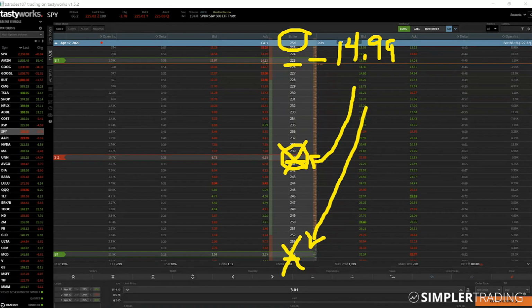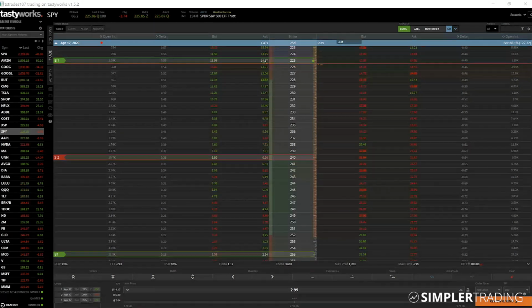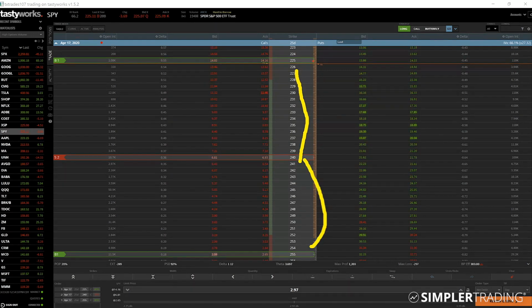So at the end of the day, best case scenario, it's 15 wide. You have a butterfly that's 15 wide, 15 from here to here, and 15 from here to here. The most you can make is $15 on this, if the perfect scenario plays out where it closes at 239.99, or 240, I guess. And the most you could lose is the debit paid. So the most that I could lose on this trade would be about $3.